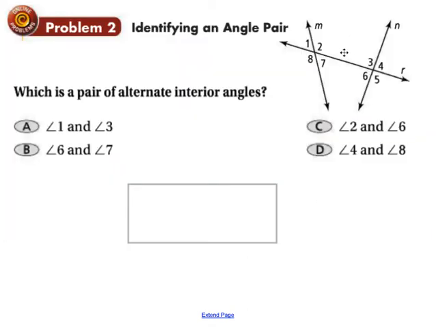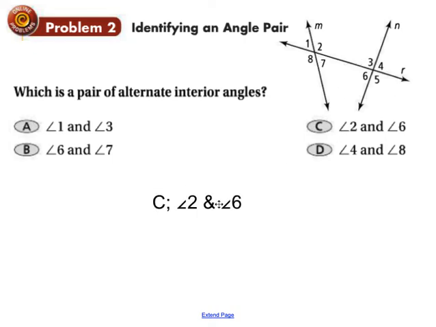All right, so in this figure, which is a pair of alternate interior angles? Well, right away when we're talking about interior angles, we're talking about 2, 3, 7, and 6. We know it's not going to be 1, 8, 4, or 5 because those are exterior angles. And if they're alternate, it's either going to be 2 and 6 or 3 and 7. Well, the only pair we have there are 2 and 6. So letter C is our correct answer.